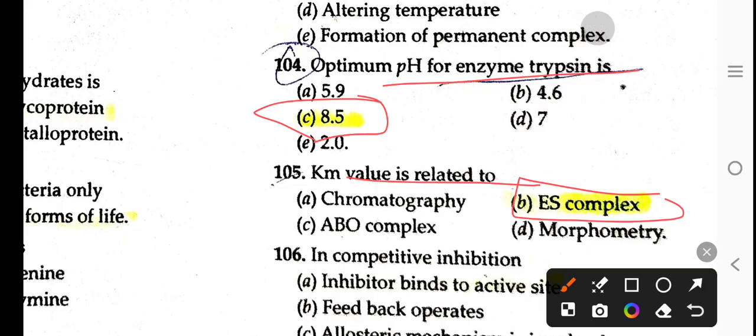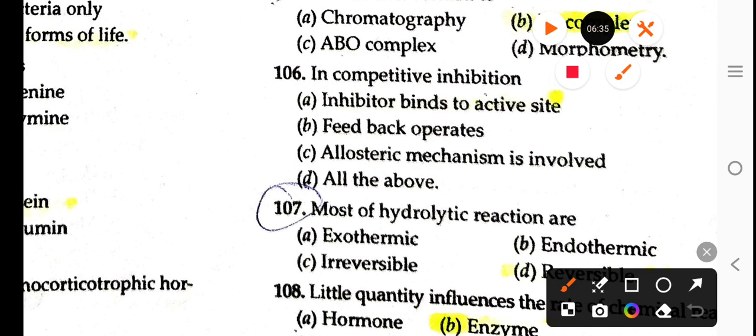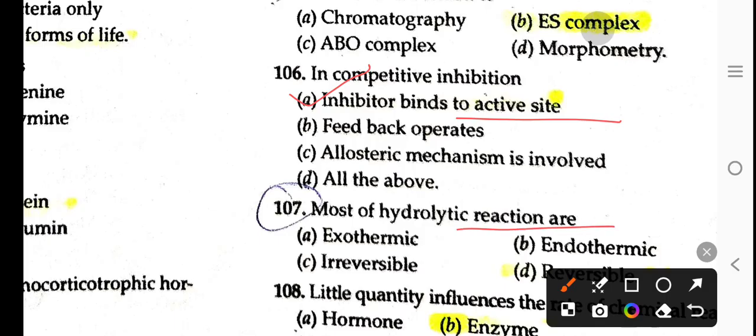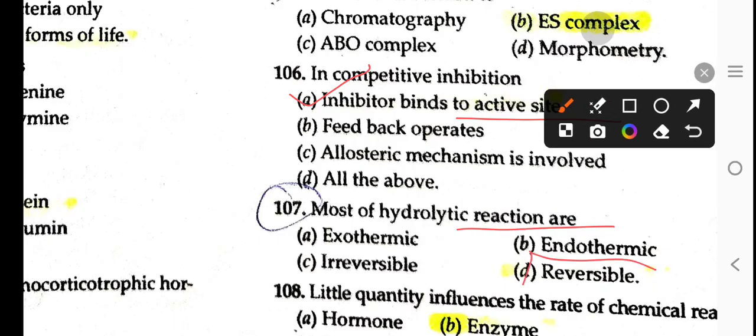Next, in competitive inhibition, option A is the right answer. That is, the inhibitor binds to the active sites. Next, most of the hydrolytic reactions are reversible.